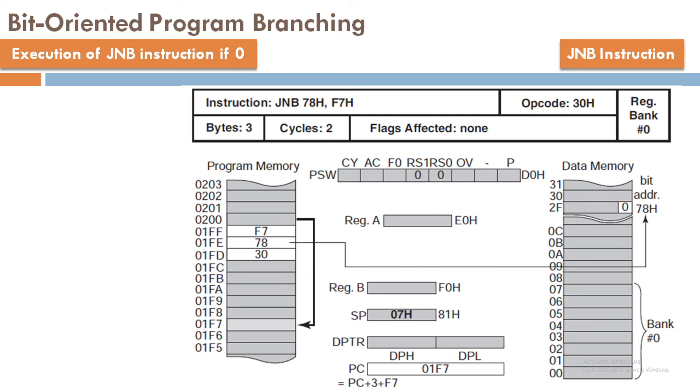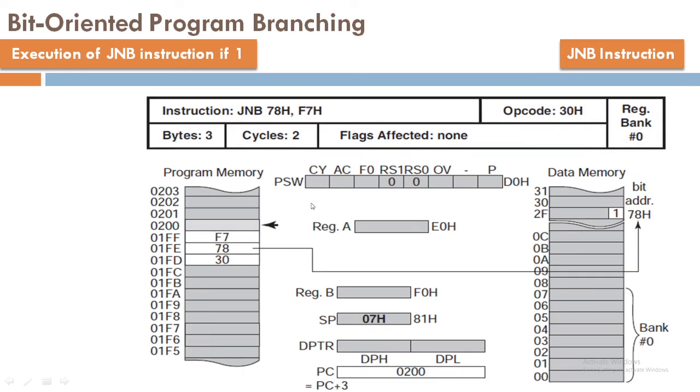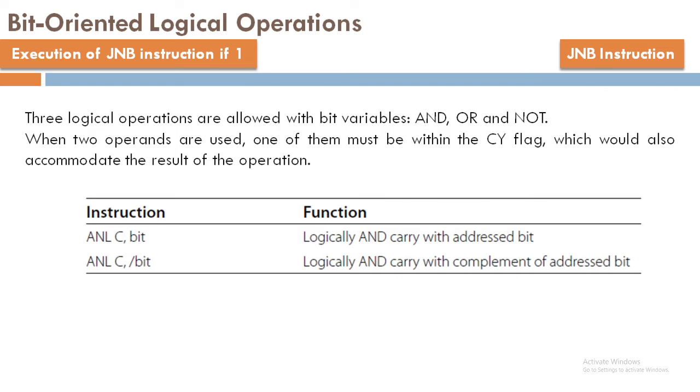Now let's have a look at the reverse instruction. We were talking about JB, now we are talking about JNB. When we are talking about JNB, the condition will be true when the location which has been provided has 0 content, and similarly it will fail if the location provided has 1. It is just the reverse of JB. So in this case the jump is not executed, rather the next instruction, that is at 0200, gets executed. So now let's move on to the bit oriented logical operations.